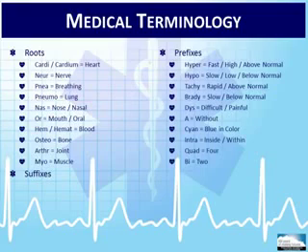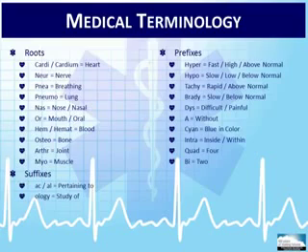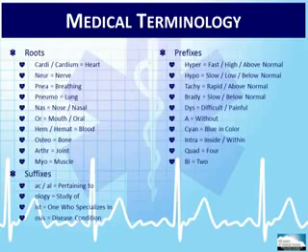There are also suffixes added to the ends of roots that complete their meaning. For instance, ak or al means pertaining to. Ology is the study of something. Ist refers to one who specializes in something. Osis is a disease condition. Ultimately, these prefixes, suffixes, and roots are combined to form medical terms that have significant meaning for the healthcare provider.